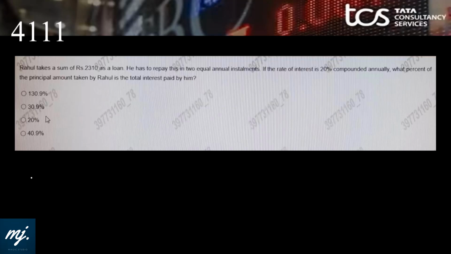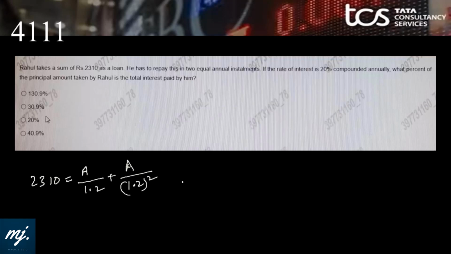Rahul takes a sum of 2310 as loan. He has to repay this in 2 equal installments, and the rate of interest is 20% compounded annually. Then we know in case of this, the installment amount is A divided by 1.2, plus for the next year it would be 1.2 whole square. So we need to find the value of A first.